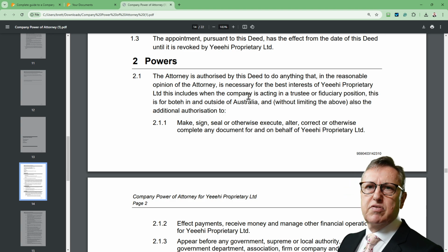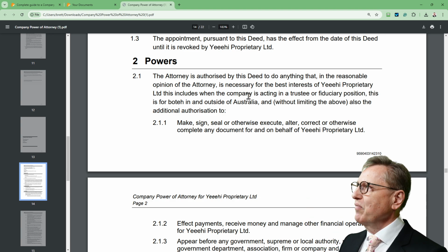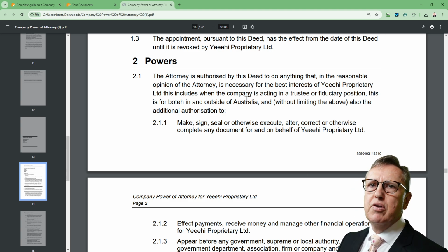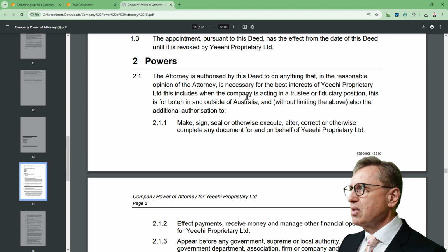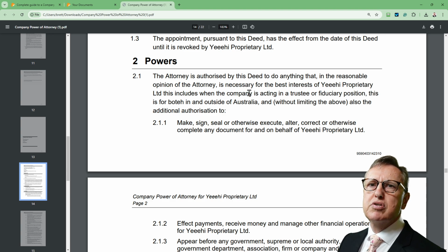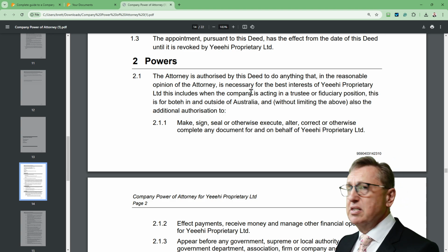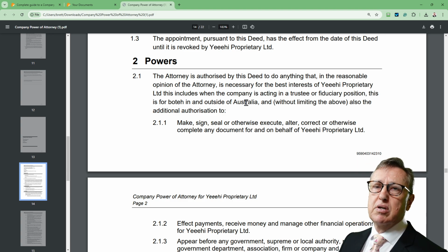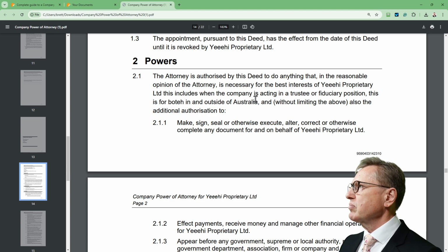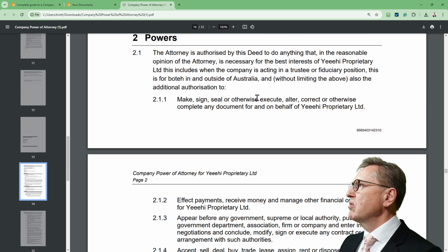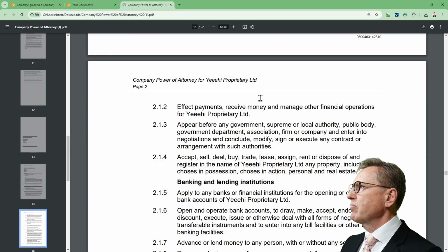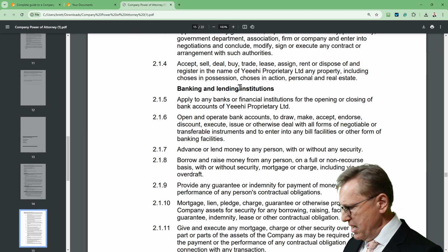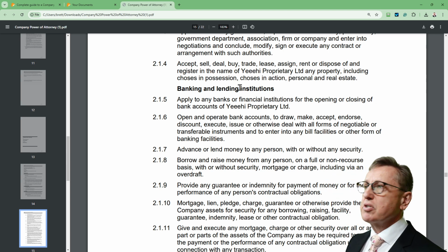Right, Professor Davies, it's far too wide for me. It's too wide. Well, then don't use it. Get a refund for it. If you don't want it to be wide, then don't use this document. But I tell you now, if you restrict the powers, it becomes very difficult to use the power of attorney. It's already difficult to use the company power of attorney because it is limited by these powers. So it can make, sign, seal, otherwise execute for the company. There's all the banking and lending institution requirements, and there's quite a bit of them, so let's move on.